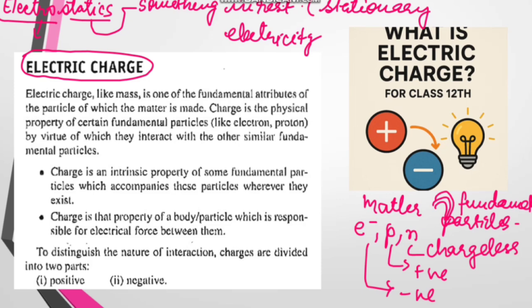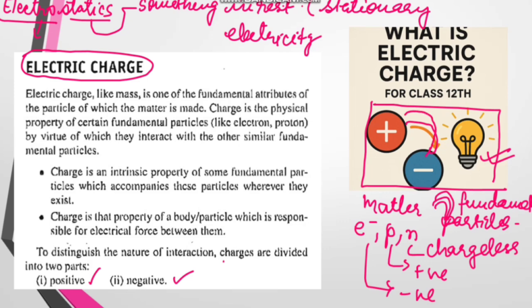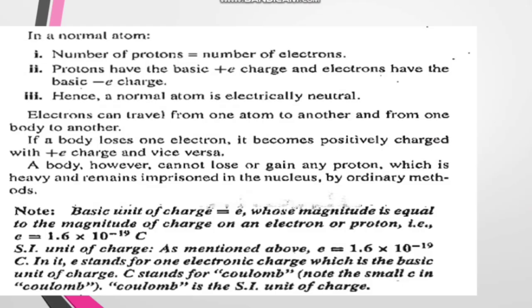Now the nature of interaction of the charges depends on whether they are positive or negative. See this example: when the bulb starts glowing, the charge is in motion, which means there is a flow of electric current, and current flows from positive to negative. All this is taught in class 12, but since I am starting with the very basics, I am discussing all these points.